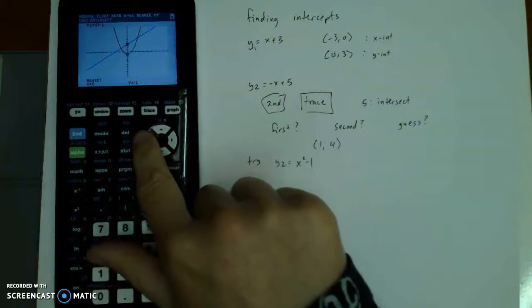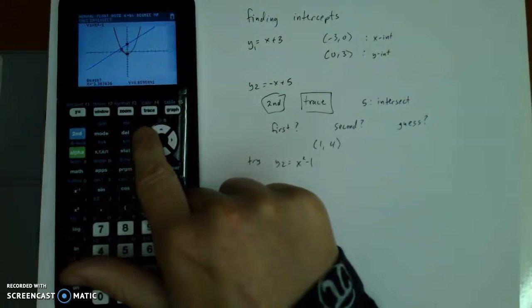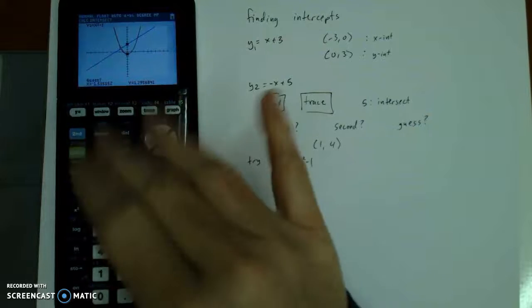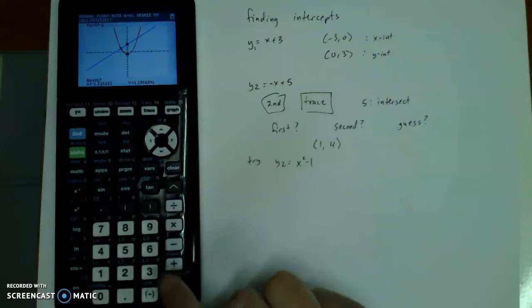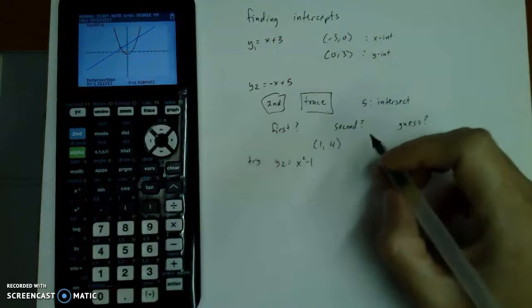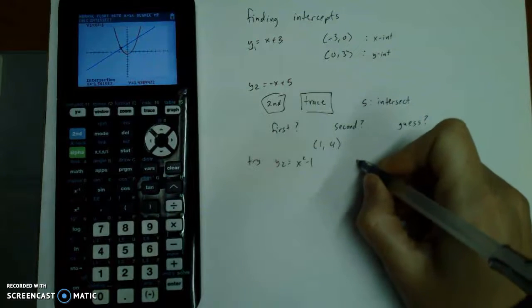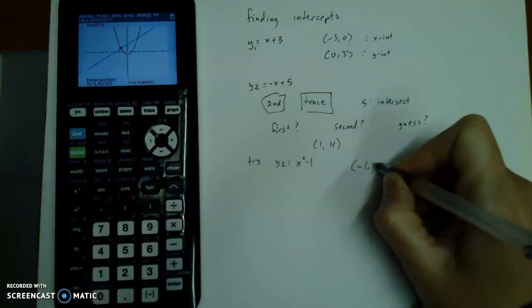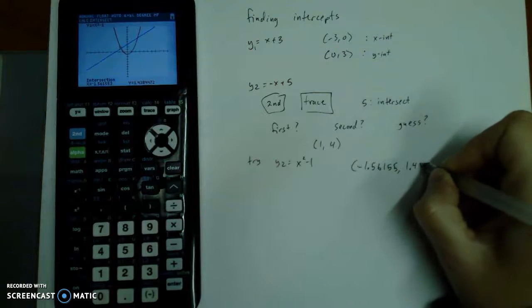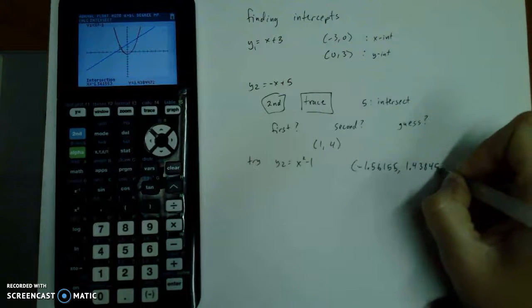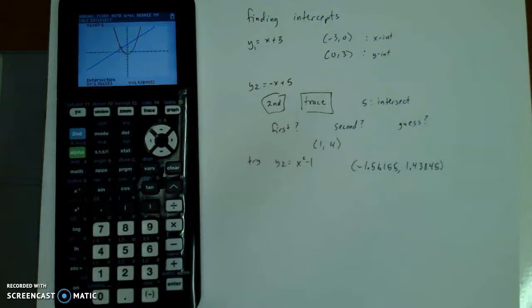Now again, I have two intersections. I have to do them one at a time. I'm going to go ahead and do the left one first. Let's come until we're, again, approximately there. If I don't get it exact, that's all right. And hit enter. And this time my values are not so nice. I've got about negative 1.56155, comma 1.43845.